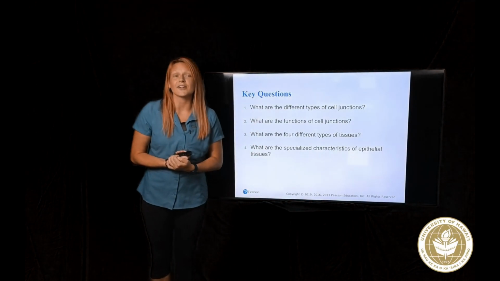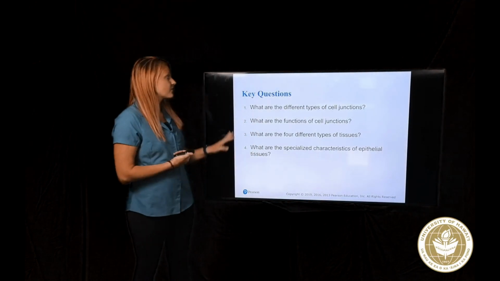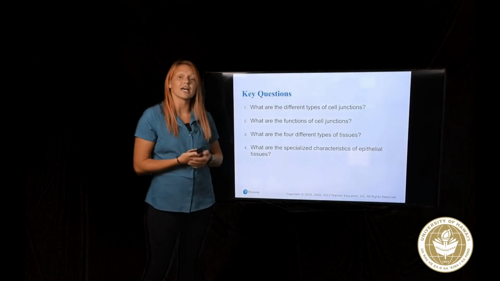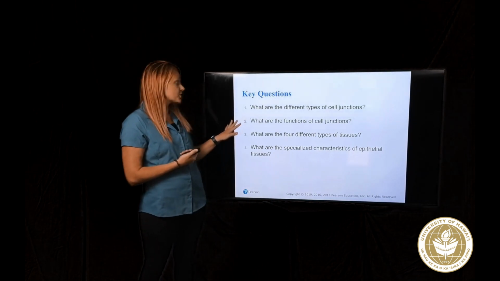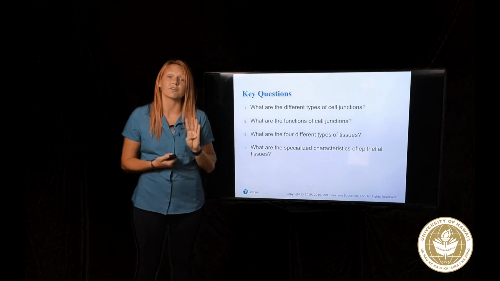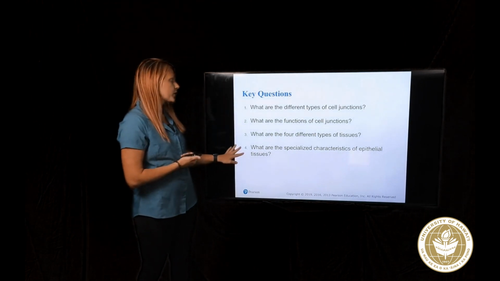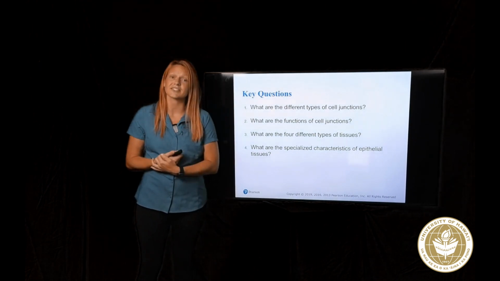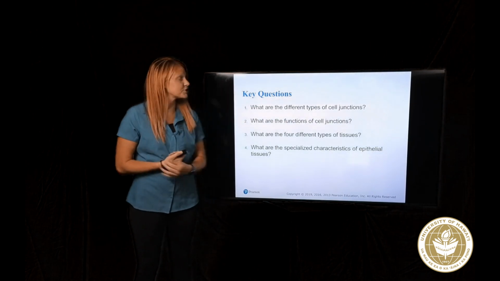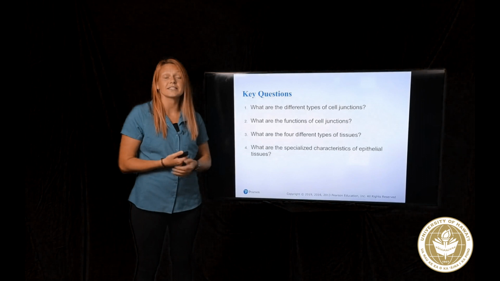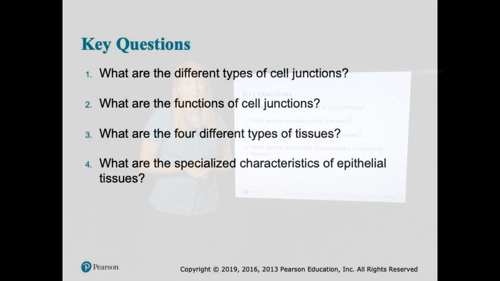Starting off, let's look at these key questions. First of all, what are the different types of cell junctions? What are the functions of these cell junctions? What are the 4 different types of tissue? And what are the specialized characteristics of our epithelial tissue? So by the end of today's lecture, you should be able to answer these key questions.